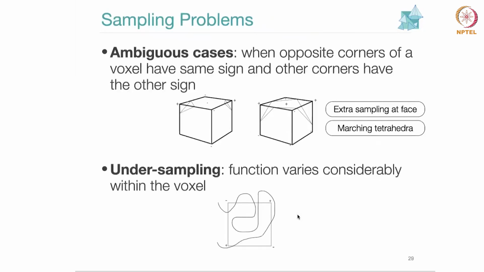One more thing. There are a couple of problems with marching cubes. There could be some ambiguous cases, for example, in this particular case, you have two opposite corners on a face. You have two corners that are positive, two are negative. Then you can have any of these configurations, and you don't know which configuration you should take. This is an ambiguous case. So how could you resolve it? You could resolve it by doing an additional sampling at the center of the face. That will resolve the case.